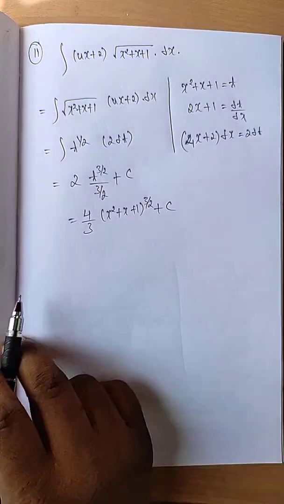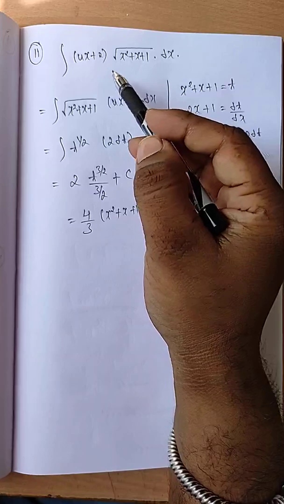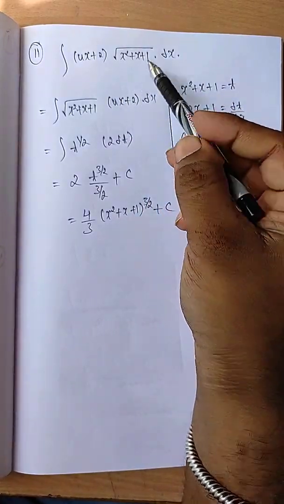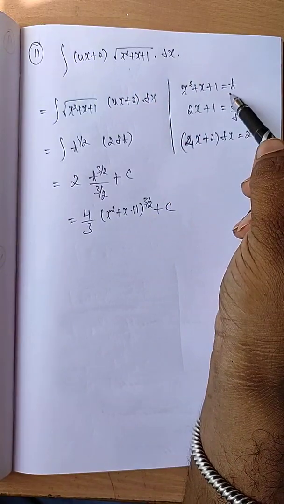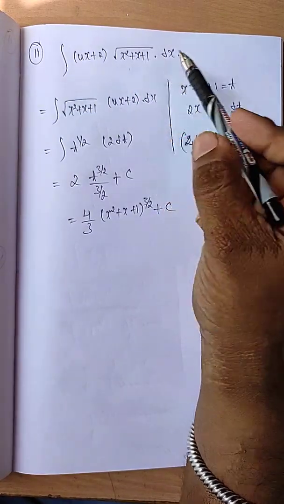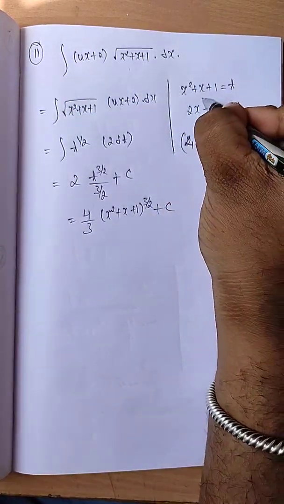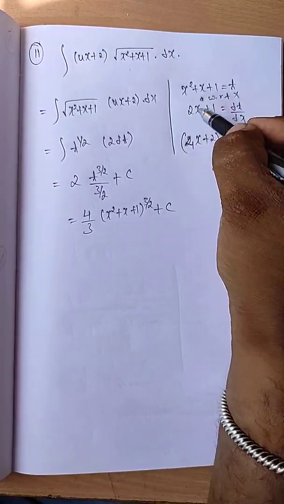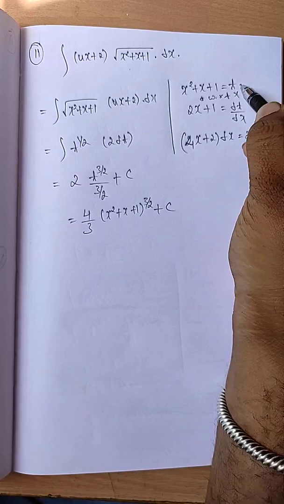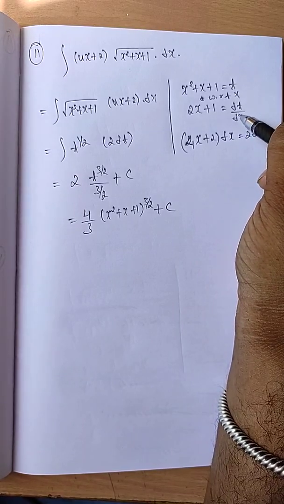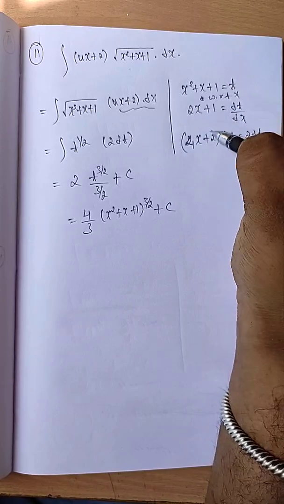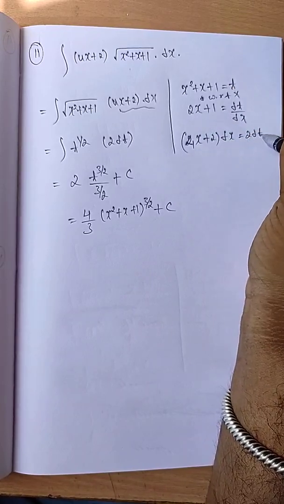So once again I am repeating, just listen here. Integration of (4x plus 2) into root of x square plus x plus 1 into dx. Here you want to take x square plus x plus 1 as t. You want to take the inner function as t. Differentiate with respect to x. The differentiation of x square is 2x, and the differentiation of x is 1, which is equal to dt by dx. Here we have 4x plus 2, so you want to multiply by 2. So (4x plus 2) dx is equal to 2 dt.